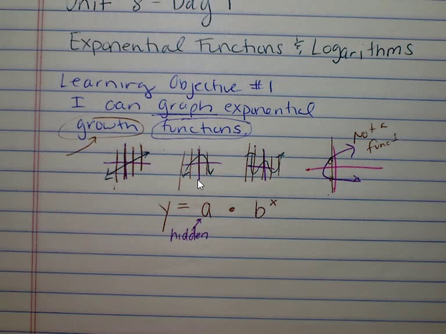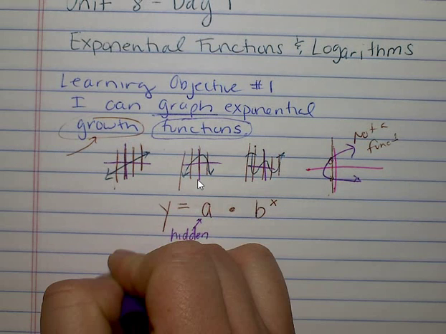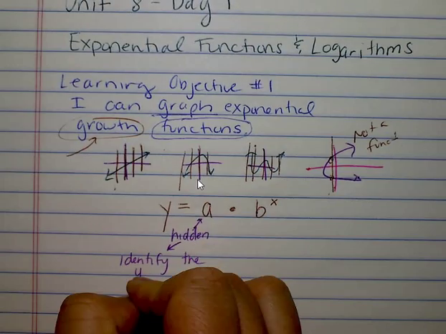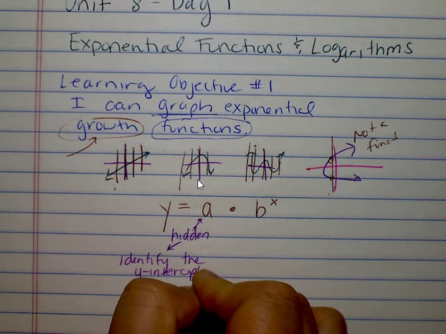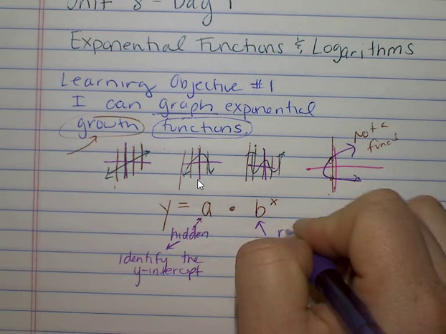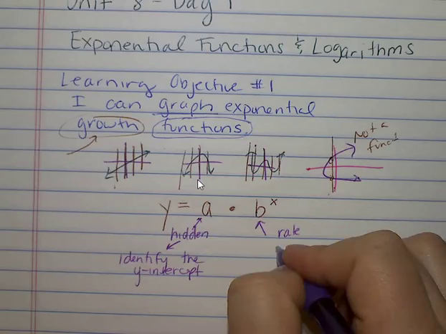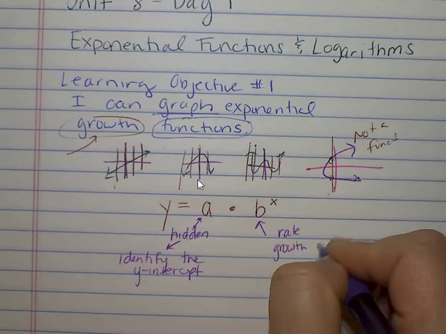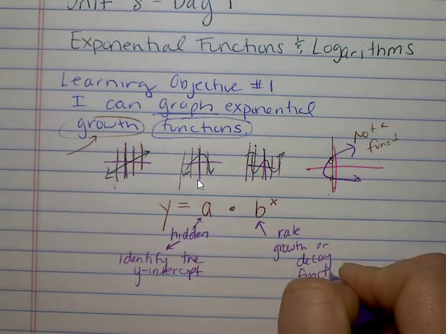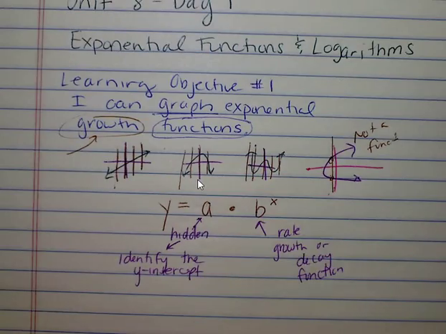Your a is going to identify the y-intercept. And b is going to identify the rate. It's going to tell us, is this a growth or decay function? And it'll tell us how fast does it rise, or how fast is it falling.